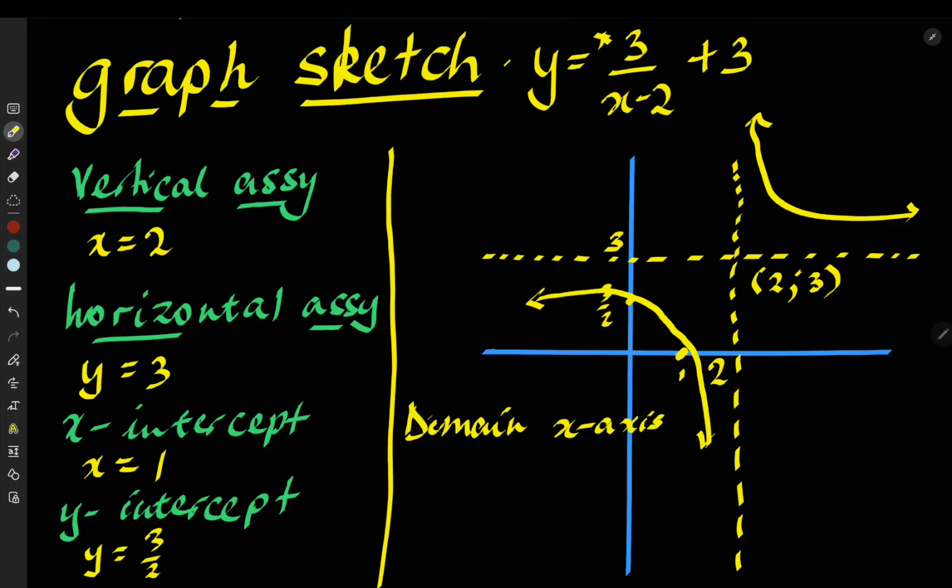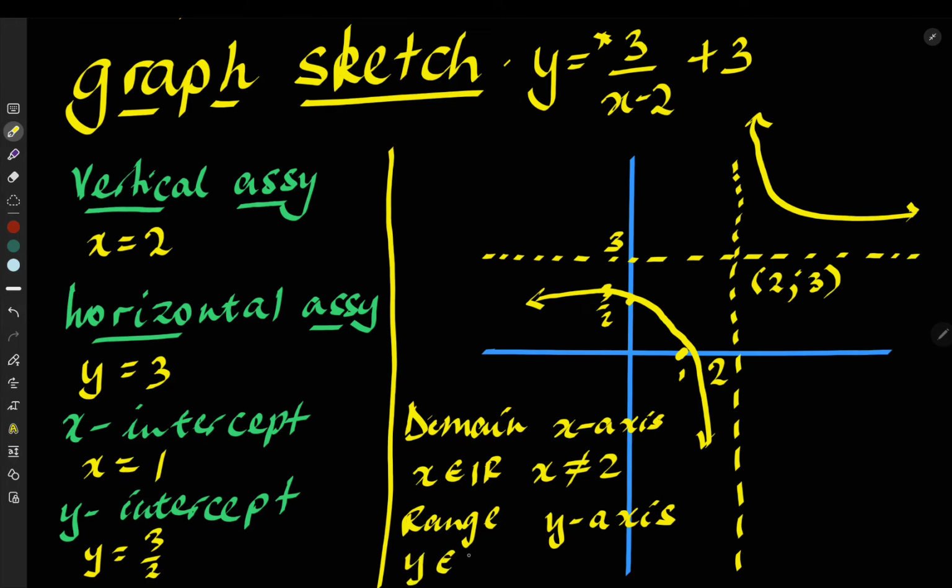And for the hyperbola, the domain of this graph is x is an element of all real numbers, except that x cannot be equal to that vertical asymptote, which is 2. Then that's how you do the domain of the hyperbola. Then for the range, you look at the y value. So this is the y-axis. So for the range, you say again, y is an element of all real numbers, but y cannot be equal to the horizontal asymptote, which is 3.